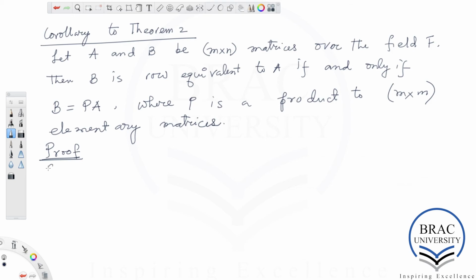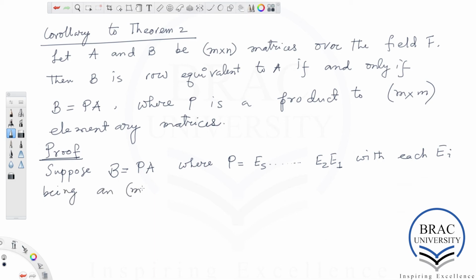Okay, so suppose B is equal to PA. We are given that these two matrices A and B are related to each other by this equality, where P is a product of a certain number of elementary matrices given as follows: ES all the way up to E2 times E1, with each Ei being an m times m elementary matrix. Okay, and now I have to prove that B is row equivalent to A.